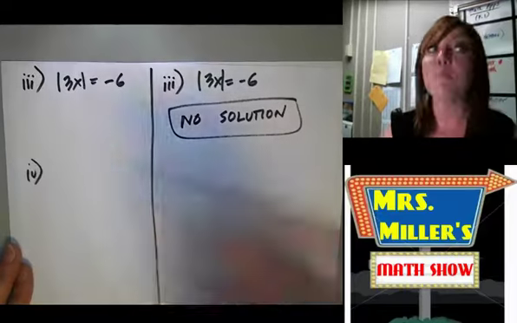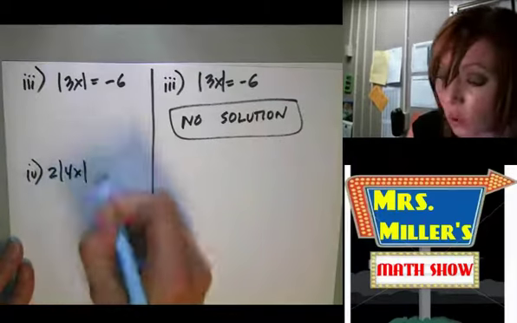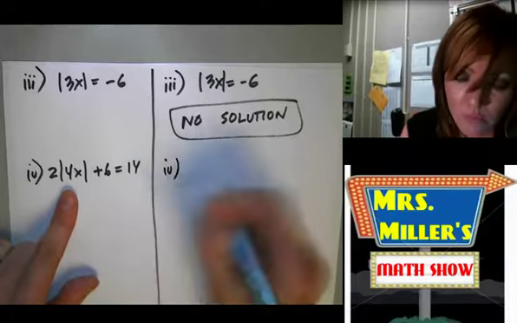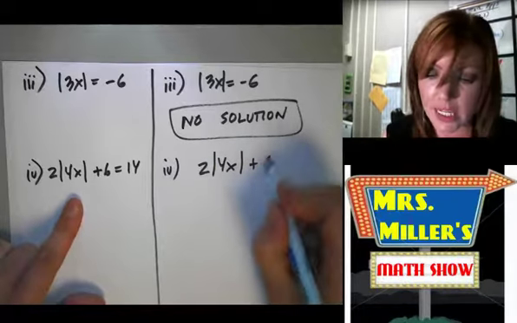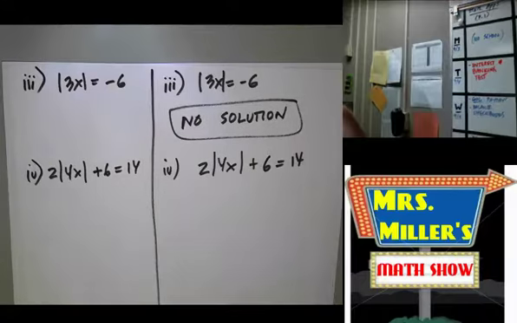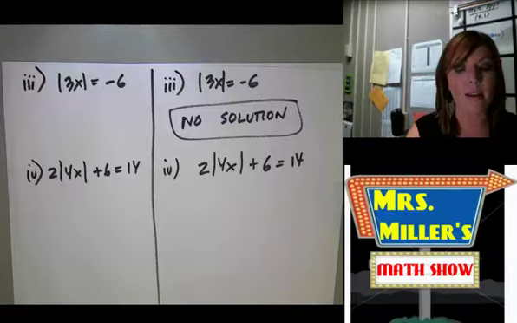Okay, let's spice it up a bit. These are actually very easy so far. So 2 times the absolute value of 4x plus 6 equals 14. So we always want to make sure the absolute value is completely by itself before we do anything.